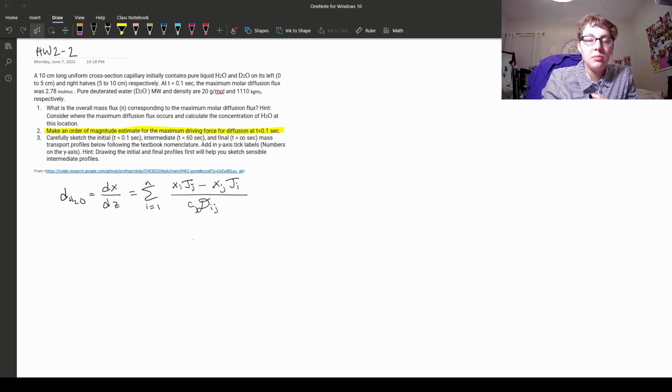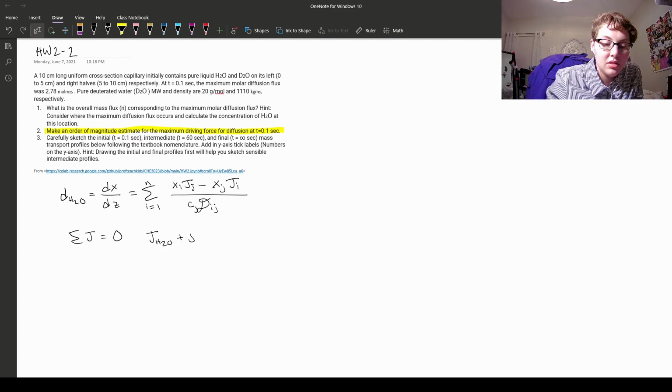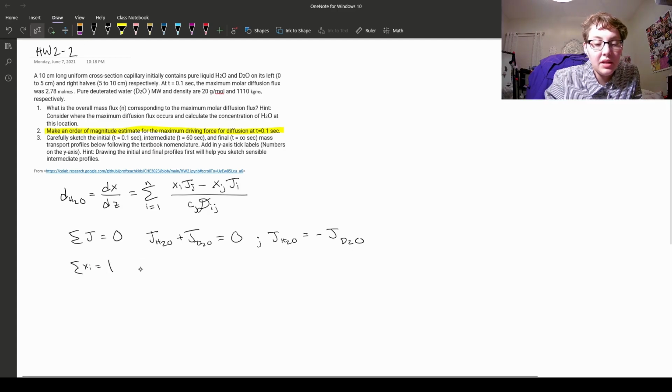So then we have a couple of assumptions to make right here. We know that the summation of all of the molar diffusive fluxes has to be equal to 0. So we know that J_H2O, the molar diffusive flux of H2O, plus the molar diffusive flux of D2O has to be equal to 0, and that also means that the molar diffusive flux of H2O is equal to the opposite of the molar diffusive flux of D2O. We also know that the mole fraction always has to add up to 1. So since this is a binary system, the mole fraction of H2O plus the mole fraction of D2O is equal to 1, and that also means that the mole fraction of D2O is equal to 1 minus the mole fraction of H2O.